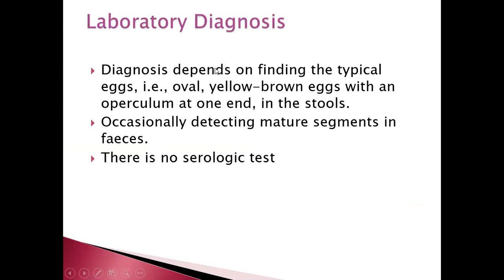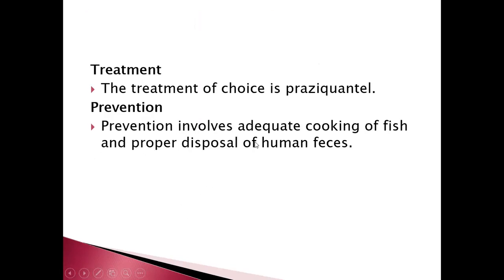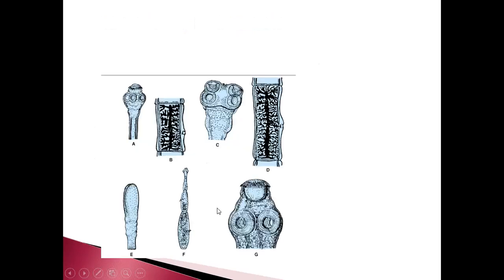Diagnosis depends on finding the typical eggs, that is oval, yellow-brown eggs with an operculum at one end, in the stool, occasionally detecting mature segments in the feces, and there's no serological test for this organism. Treatment of choice is praziquantel, and prevention involves cooking your food properly before eating.